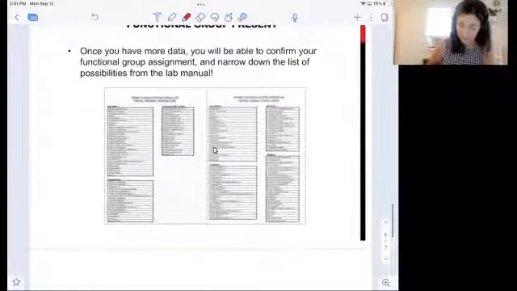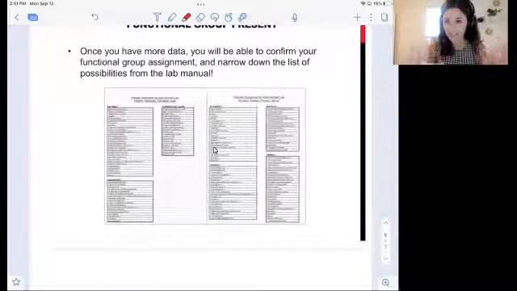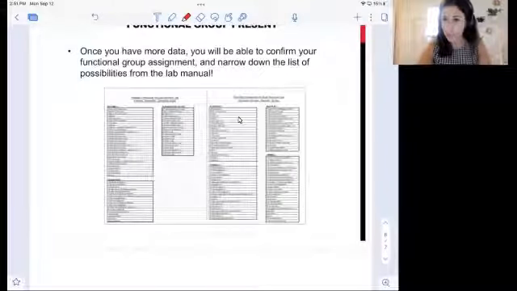So we'll see you this week in lab, where we'll start to narrow down this really extensive list of unknowns to a few possibilities that could nicely represent your unknown compounds.